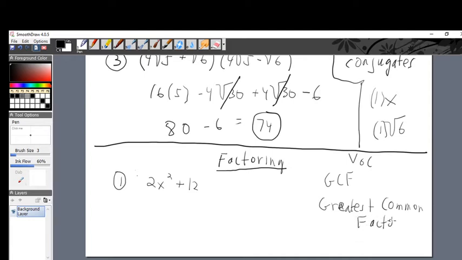That's what GCF stands for. I want that to the side so it doesn't interfere with what we're doing.